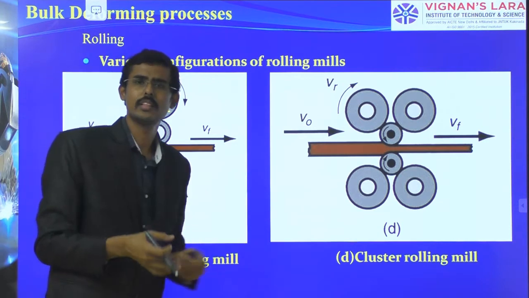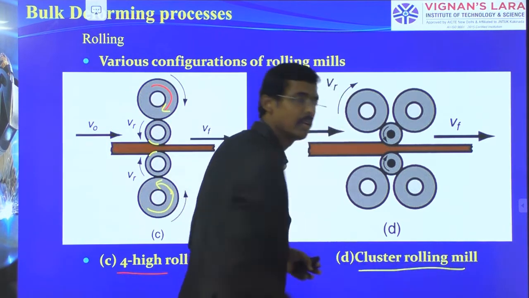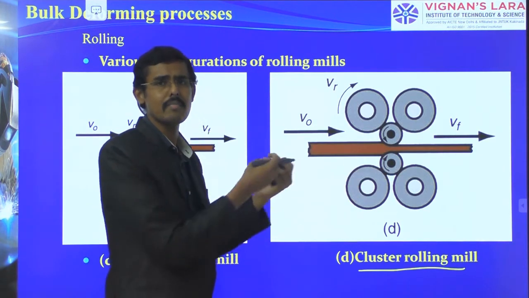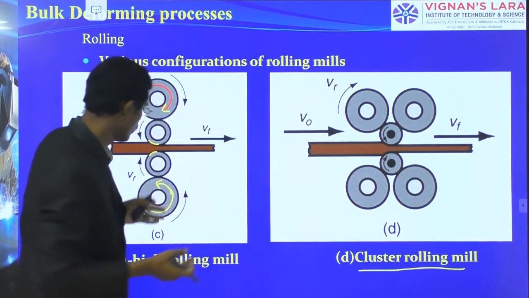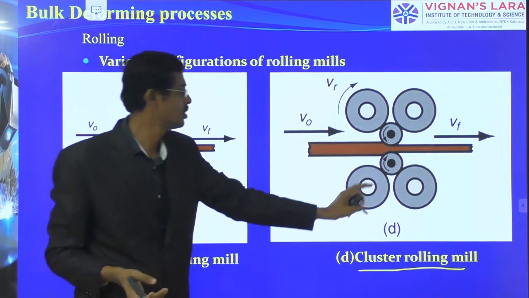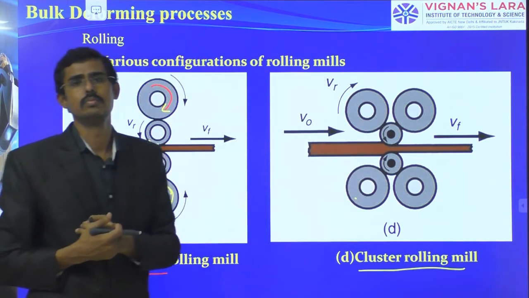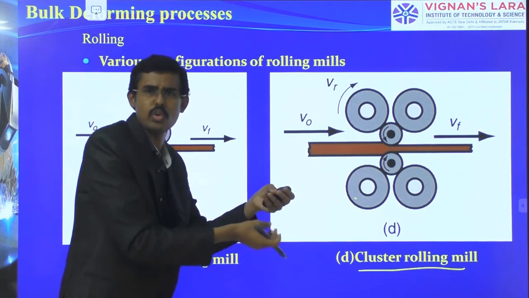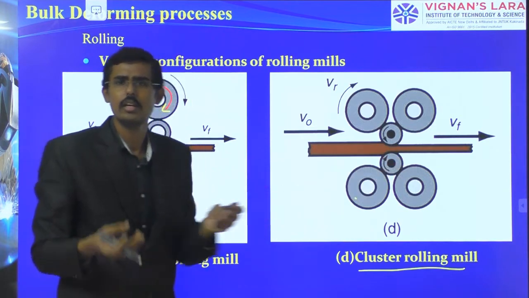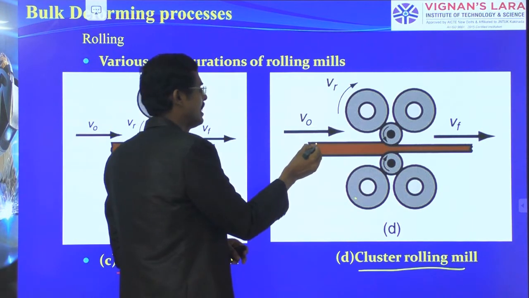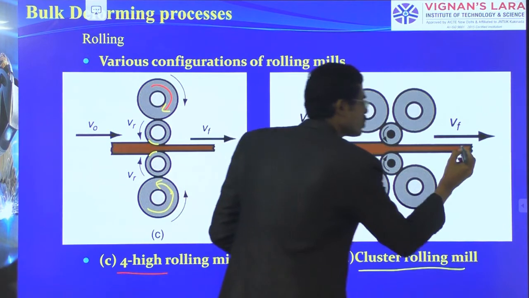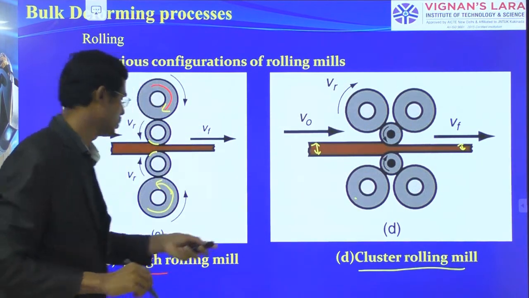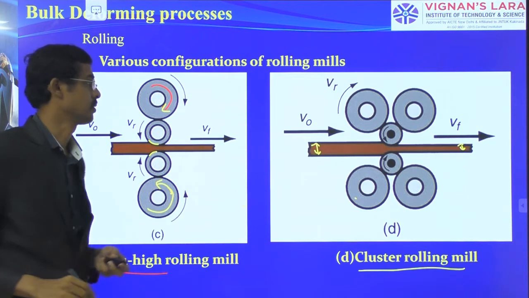This is one more method, clustered rolling mills, where multiple rollers are used with the same methodology. Instead of 4, I am using the clustered method: 1, 2, 3, 4, 5, 6, I have used. So here also we have achieved faster time consumption, motor low speed to high speed. But the final result is large thickness to less thickness, from 10 to 8 likewise. So this is about 4 high rolling and clustered rolling.